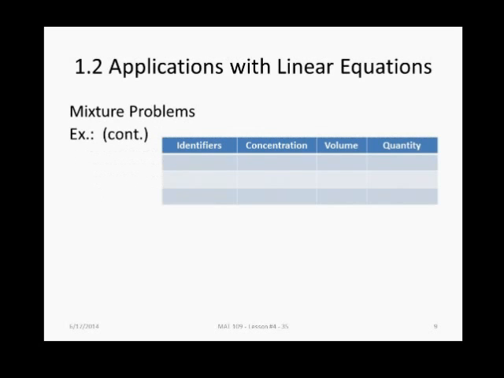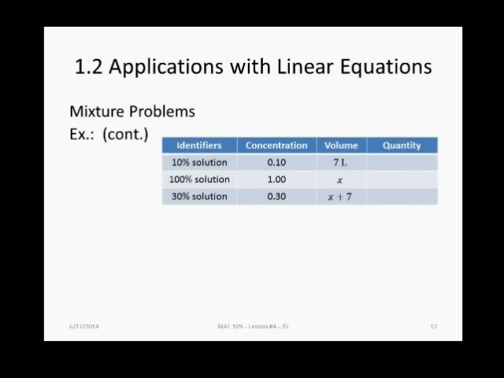Here's my table. Use the identifiers 10%, 100%, and 30%. How do you write the 100% as a fraction, or as a decimal fraction? It's just 1.0. So I can fill out my concentration. My volumes: I have 7 liters of the 10%. I want X liters of the 100%. So I wind up with X plus 7 liters of the 30%.